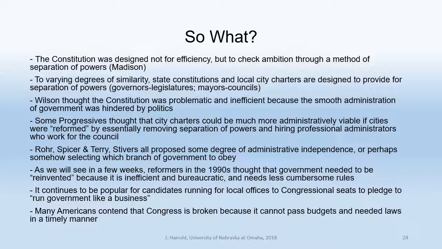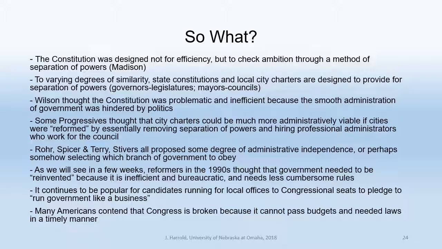And so that idea led Wilson to think, and we read Woodrow Wilson, that the Constitution was problematic and inefficient because it inhibited smooth administration. He said as much. During the Progressive era, some progressives thought that city charters could be much more administratively viable if cities were reformed, essentially by removing separation of powers. So in reform cities, the city manager form actually has a council. The only elected body is the council, who hires an executive, if you will, but oversees that city manager as a hired employee. Effectively, really having a council that is both executive and legislative.